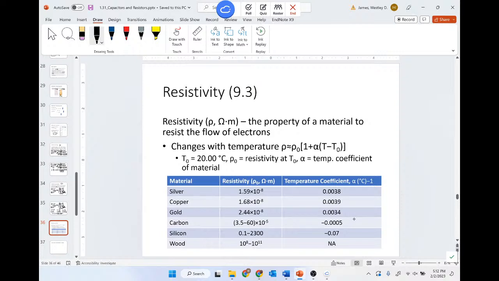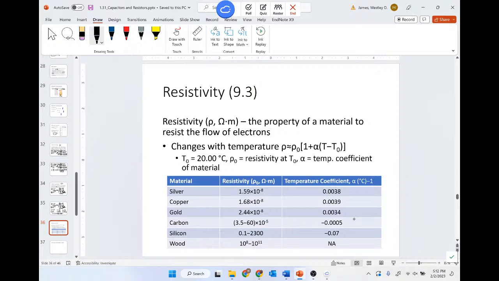One of the properties things have is resistivity. And resistivity is the property of a material to resist the flow of electrons. This is a material property. We have a beautiful table here where, depending on the material, it has that resistivity always. Just like you asked about that constant epsilon naught, these are constants.